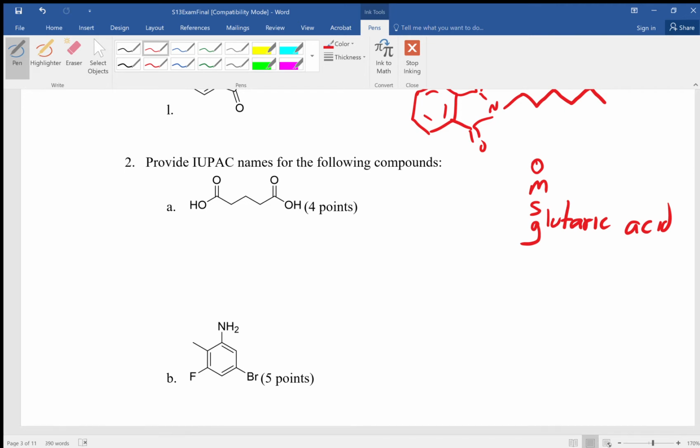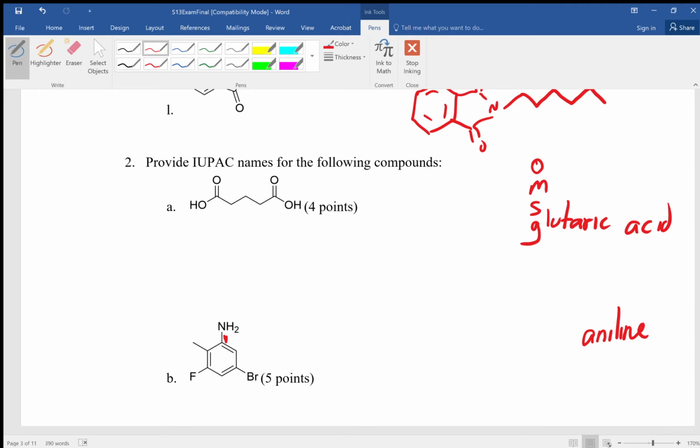In part B, if we choose to use the nitrogen as our root, then that means we're dealing with an aniline, and the carbon containing the nitrogen becomes carbon number 1. In addition, because we've done that, we don't need to put a number for aniline. We know by definition that the aniline carbon is carbon 1.